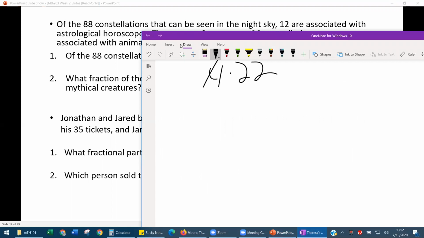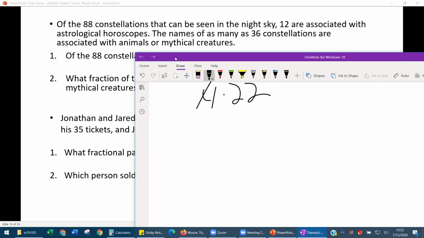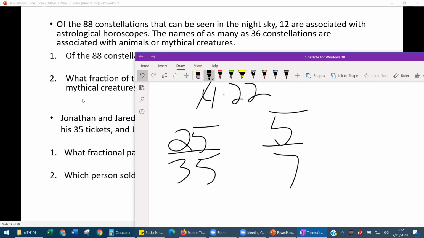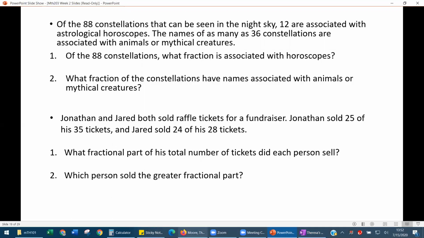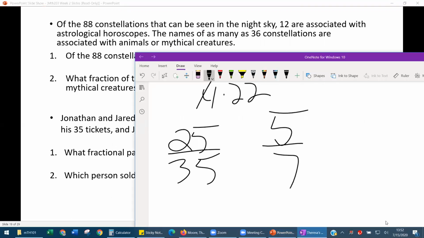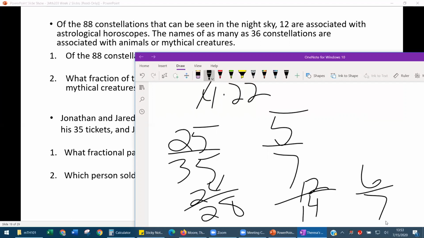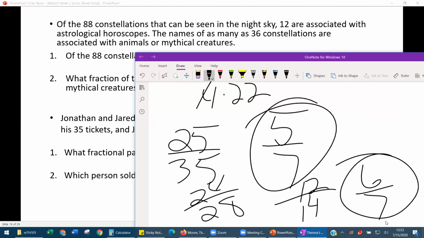So Jonathan is 25 out of 35, which reduces to 5/7. And Jared was 24 out of 28, which reduces to, let's see, 24, half would be 12 over 14, which again would be 6 over 7. So you have 5/7 and 6/7. Jared actually sold more.